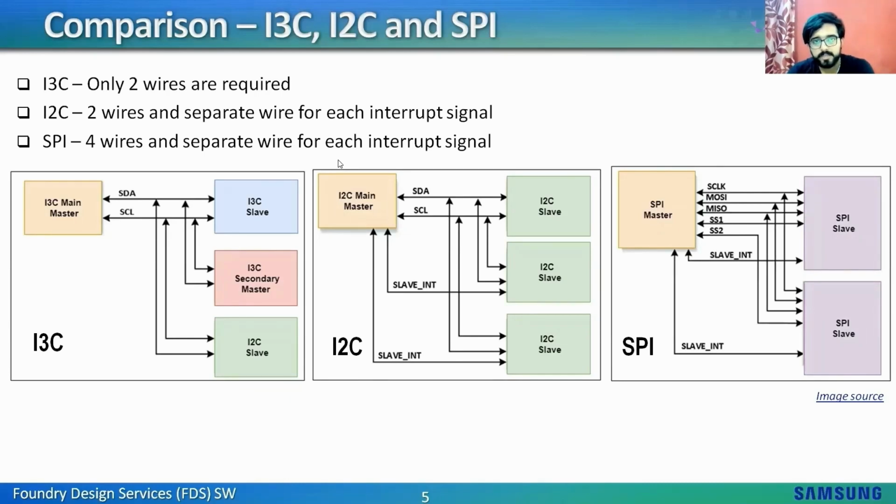Here we can see the comparison between I3C, I2C and SPI. In the case of I3C, we primarily need only two wires, SCL and SDA. But in the case of I2C, we require separate interrupt lines for each slave because in-band interrupts are not present in I2C. And in the case of SPI as well, we will require separate interrupt lines and separate select lines for each slave. So as the number of slave devices increases, the complexity of the system will increase as well. This we can witness in the next slide. Let's move to the next slide.